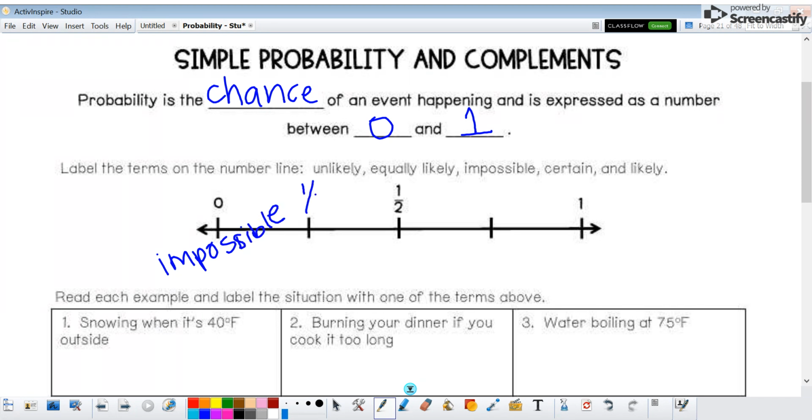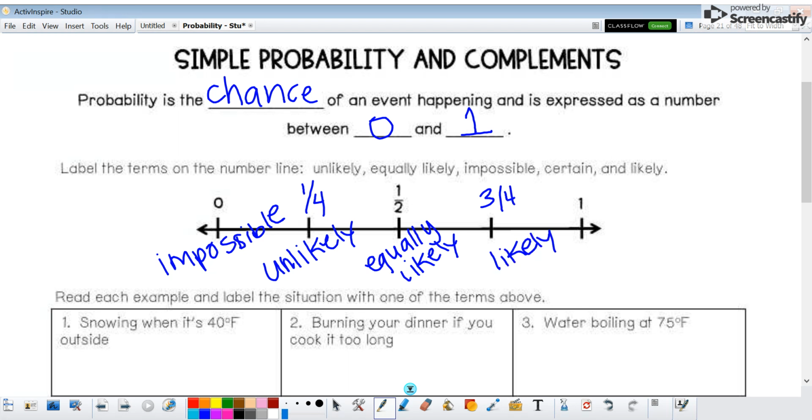Okay, right here at 1/4, this is going to be unlikely. Okay, at a chance of 1/2, a probability of 1/2, this is equally likely. There's equal chances that it would happen or not happen. Right here around 3/4, we have that it's likely. And then a probability of 1 means that it's definitely going to happen. It is certain.